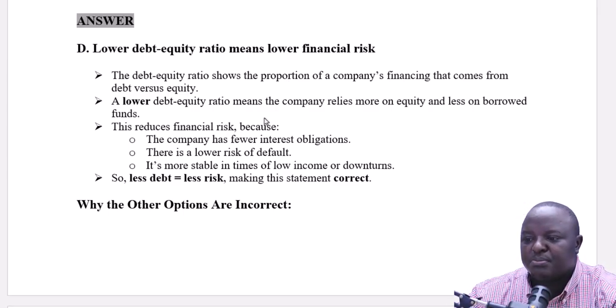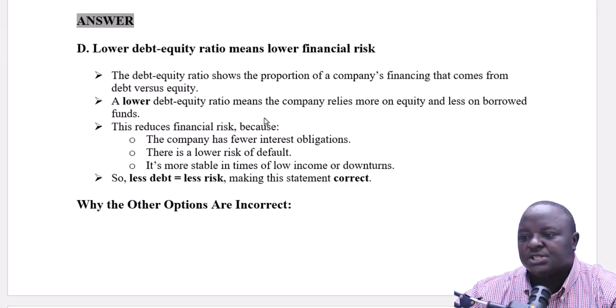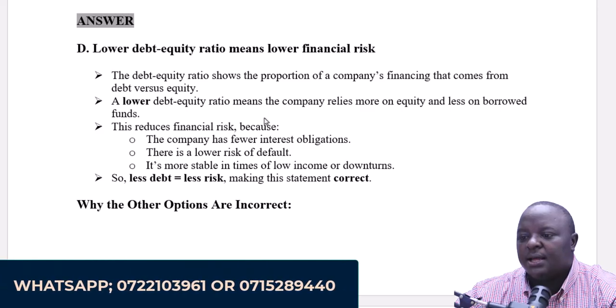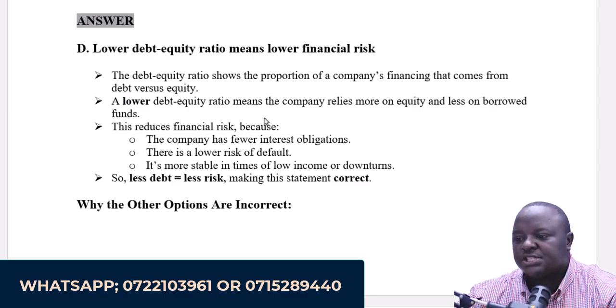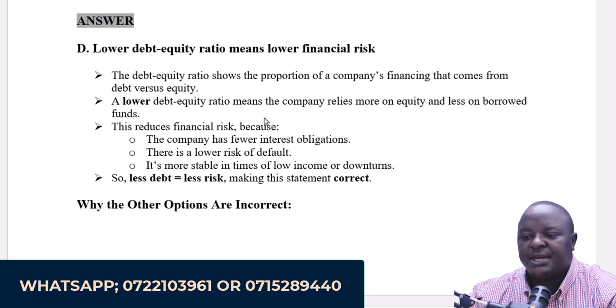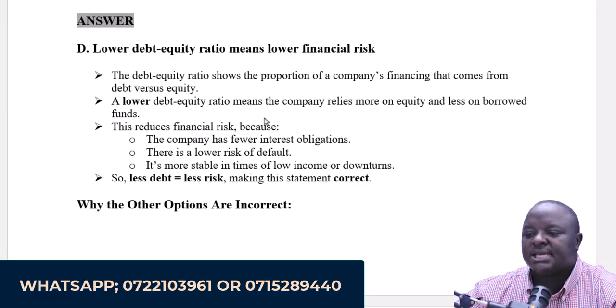Equity is the money that is raised through the sale of the company's shares. So this reduces the financial risk because the company has fewer interest obligations, there's lower risk of default. It's more stable in times of lower income or even downturns. So the less debt, the less risky, making this statement correct: lower debt equity ratio means lower financial risk.